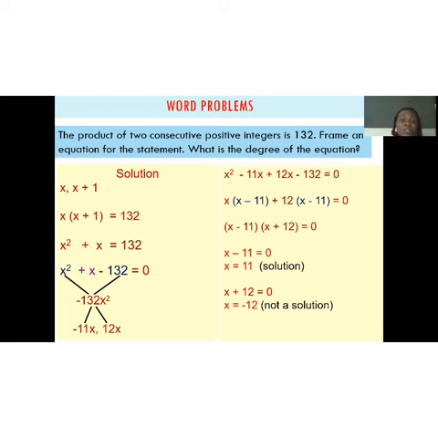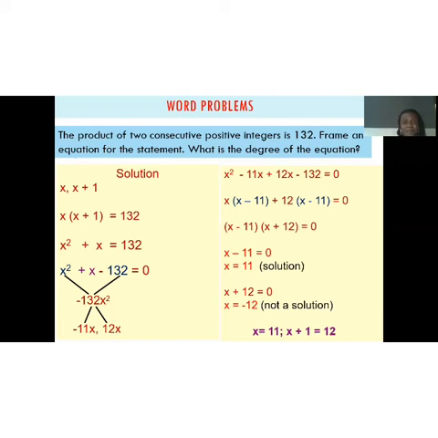If you were looking for the degree of this equation, of course the degree is 2 because it's a quadratic equation. So let's continue solving. Now, x is 11, but we need to find the second integer. There are two consecutive integers, so the first one is 11, and the second one is x plus 1, that is 12. So the two integers are x and x plus 1, so they are 11 and 12.